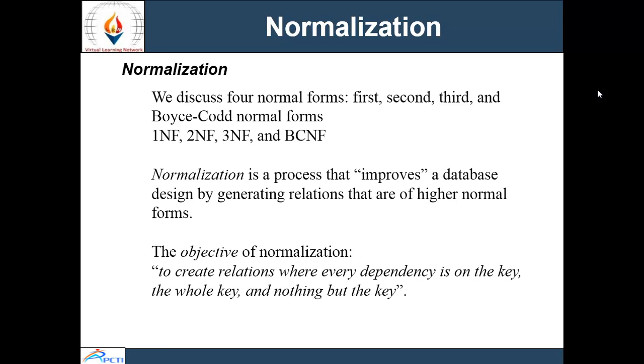Next is normalization. Now, what is the meaning of normalization? It is the process that improves the database design by generating the relations of the higher normal forms. Means the basic purpose of normalization is to remove the redundancy, to remove the dependency, and to improve the database design by generating relations of the higher normal forms. In your syllabus, we have to cover a total of 3 or 4 forms, that is first normal form, second normal form, third normal form, and BCNF, that is Boyce-Codd normal form.